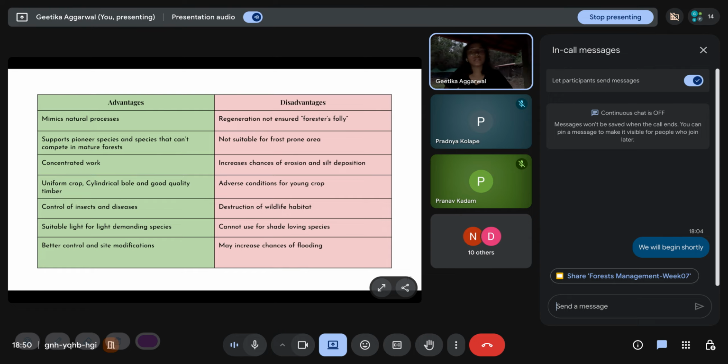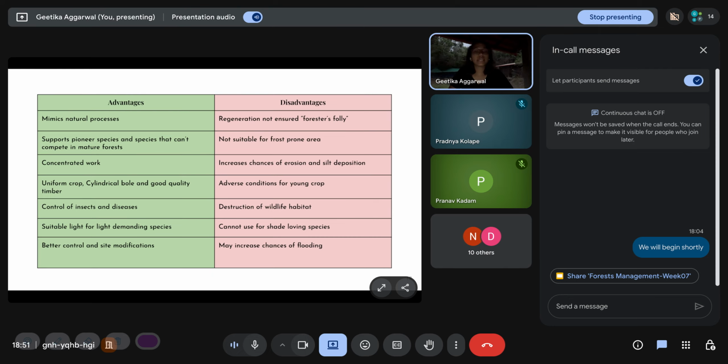So these are some advantages. Similarly, there are disadvantages also with clear felling. Regeneration is not ensured. It's not certain that you will always be able to regenerate the area which you've just cleared of all vegetation. That's called a forester's folly, a forester's mistake, if they have cleared an area without thinking through properly whether it will be able to regenerate or not.